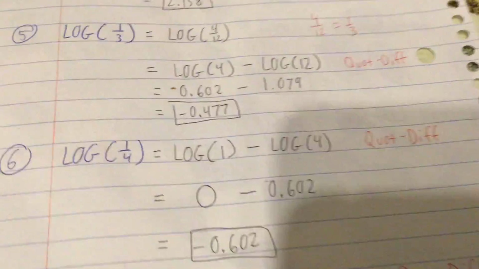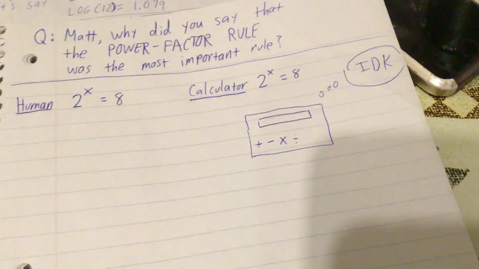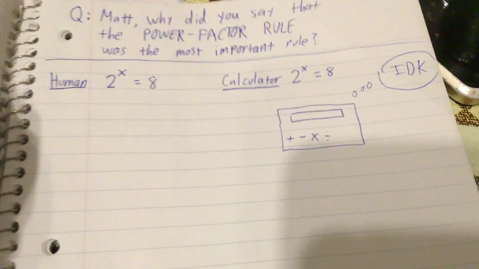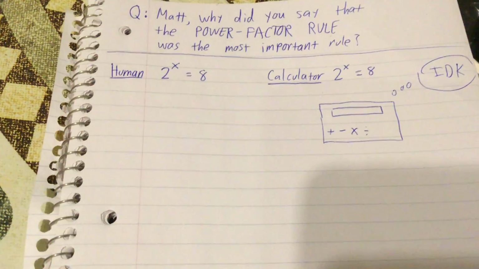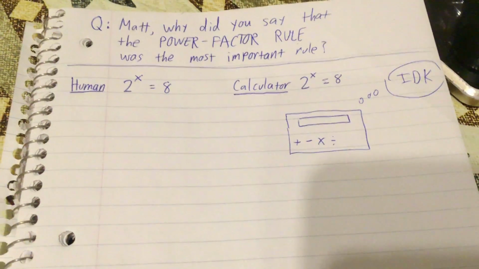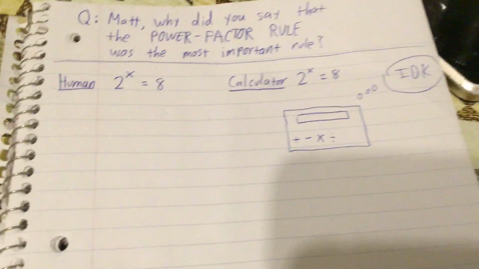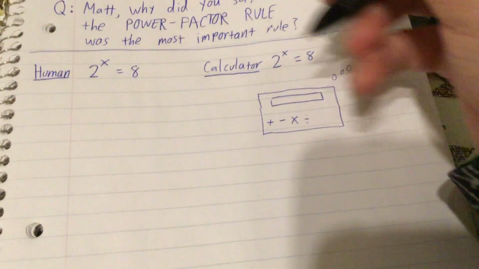Okay, well that was a fun exercise. Even though it's not going to be on the test, it's going to strengthen our knowledge for what's coming up next. Well, I'm going to fulfill my promise. Why did I say that the power factor rule, aka log of a to the x is equal to x log of a, was the most important rule? Well, remember that I said that the human can do this faster than the calculator.